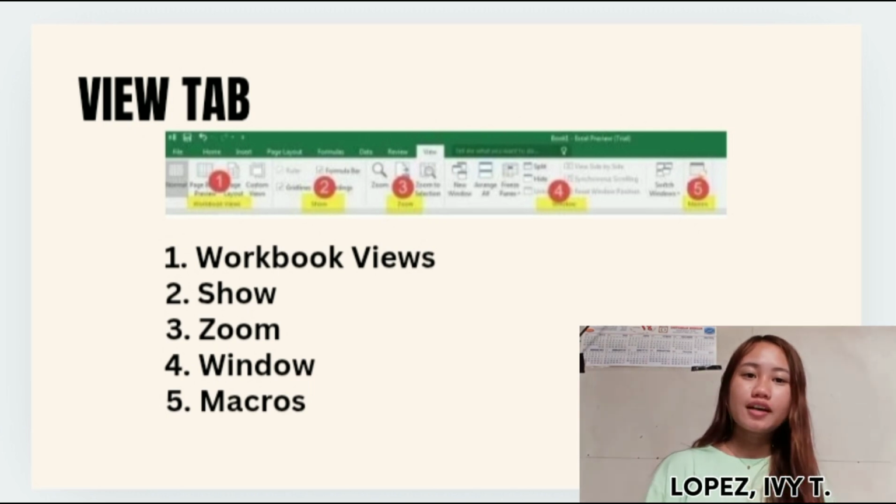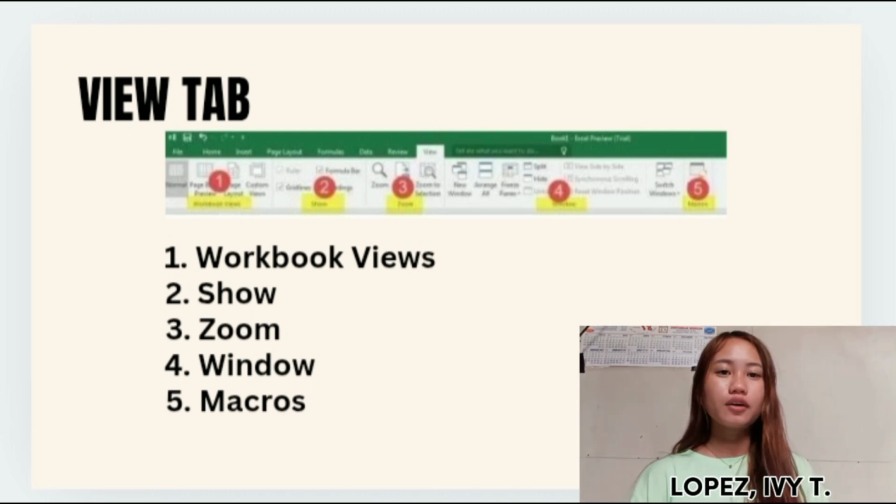You can view the Excel sheet in the default normal view, or you can choose page break view, page layout view, or any other custom view of your choice. Number 2 is Show. This feature can be used to show or not show formula bars, grid lines, or headings in the Excel sheet. Number 3 is Zoom.